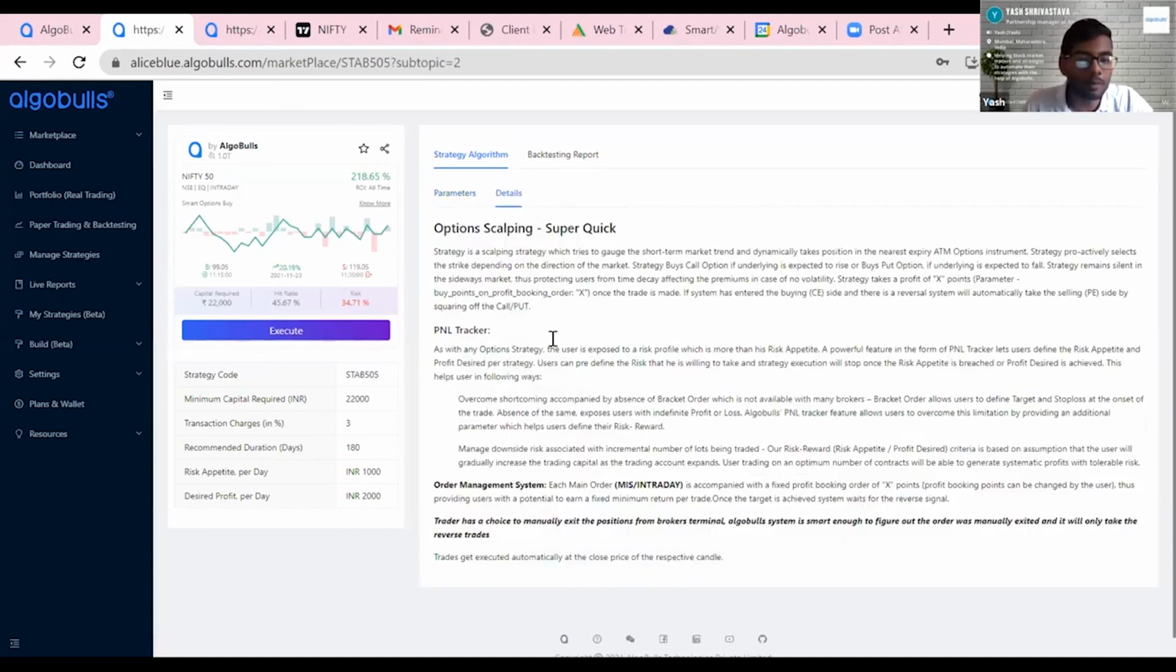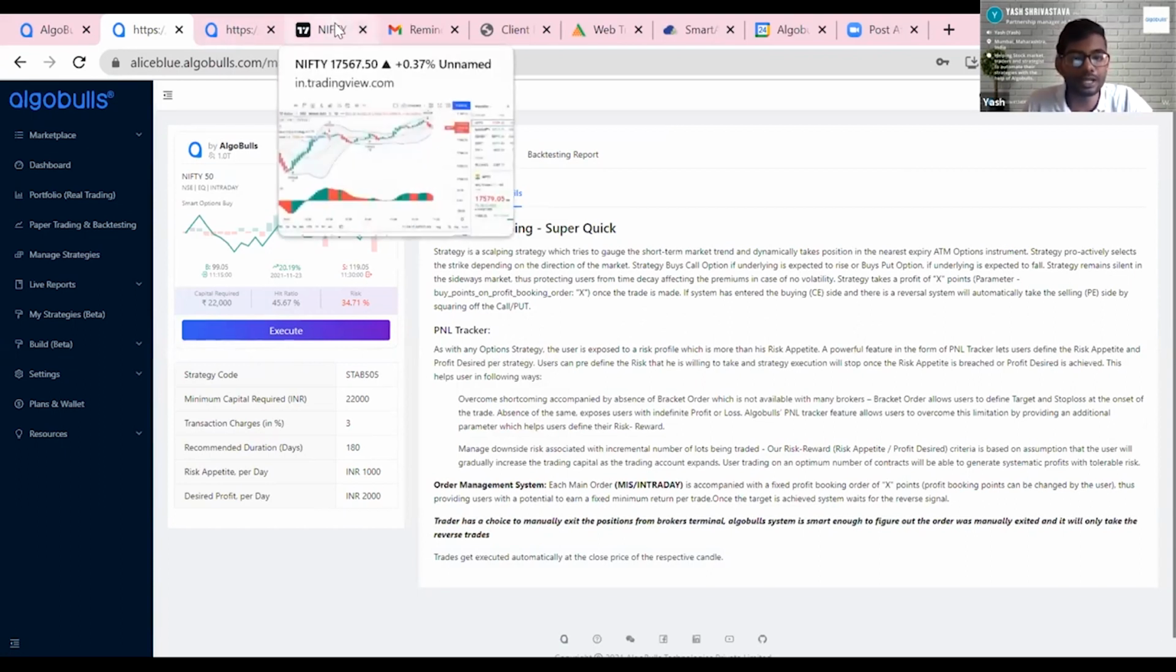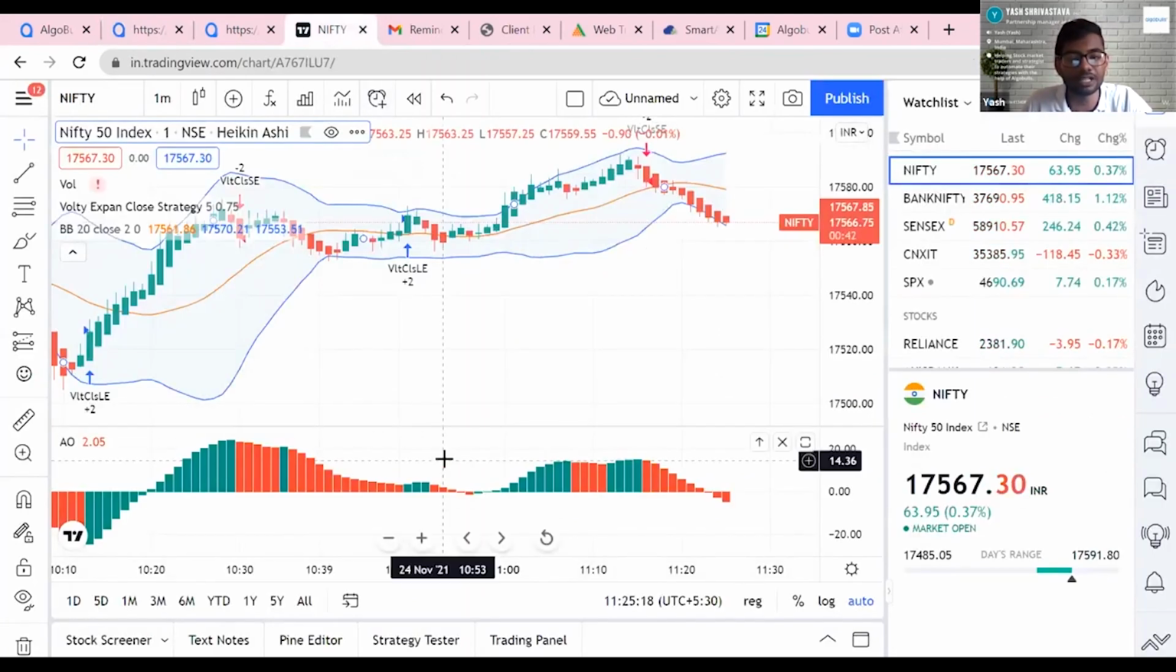Apart from that, to know more about the strategy, you can go here. There's a scalping strategy, which I was just showing you on TradingView, wherein you buy at lows and sell at highs, or sell at highs and buy at lows. This strategy is completely based on this.